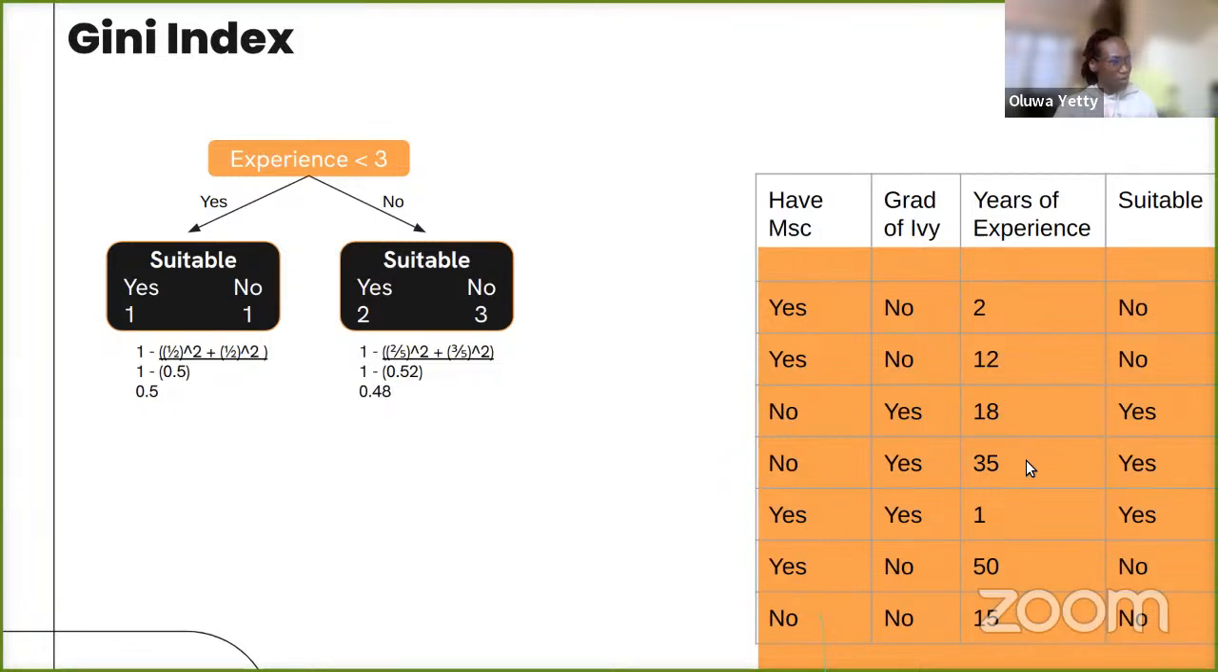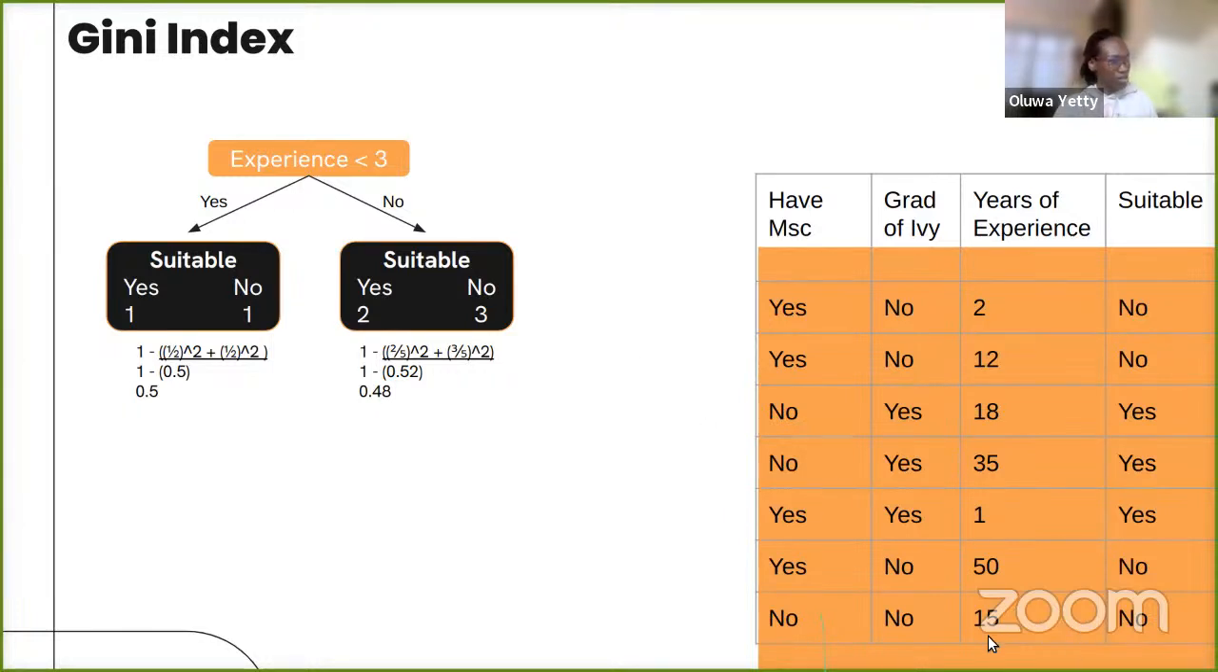We move to 35, which falls on that branch, and the suitability is yes. So now I have 2 yes. We move on to 1. 1 is not greater than 3, so we move on. 50 is greater than 3, so we had 1 no here, but now we have another no, 2 no's.